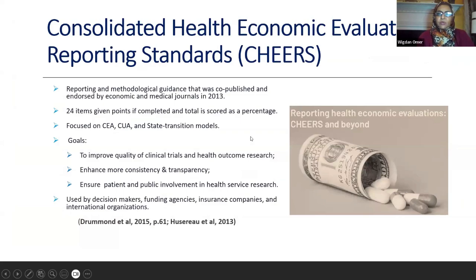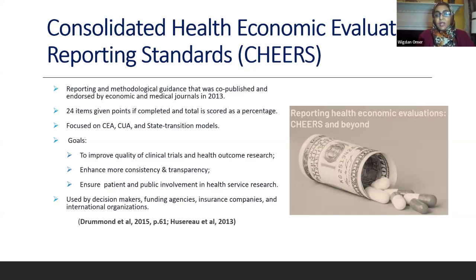So the review used two methodologies, as I mentioned, CHEERS and the Phillips checklist. So what is CHEERS? CHEERS is Consolidated Health Economic Evaluation Reporting Standards. It was basically endorsed by economic and medical journals in 2013. And it set guidance or criteria for reporting and methodology used for any health economic publications.